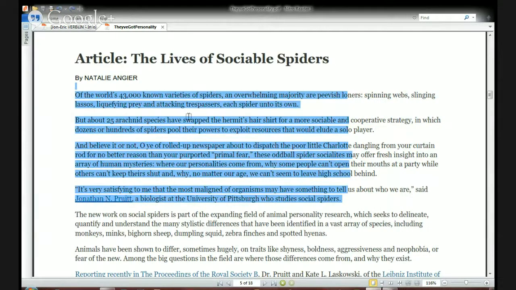43,000 known varieties of spiders, and the overwhelming majority are peevish loners, spinning webs, slinging lassos, liquefying prey. Oh my god, this is freaking hard to spell. Okay, you're doing fine. Liquefying prey and attacking trespassers, each spider to its own. With about 25 arachnid. Arachnid is the scientific name for spiders. Arachnid.